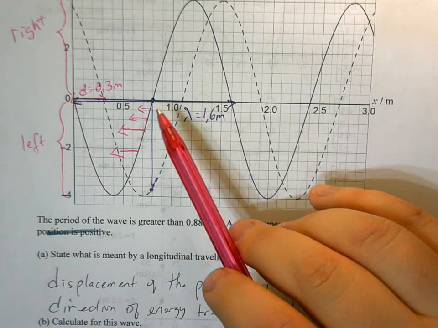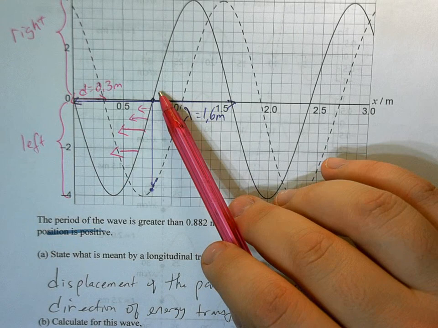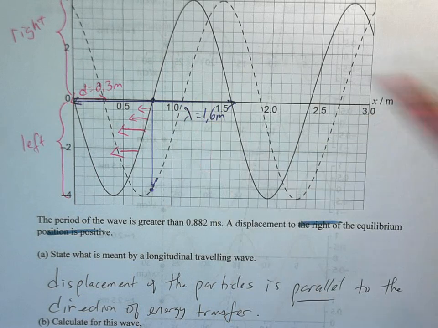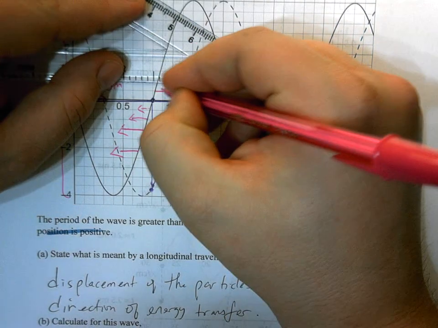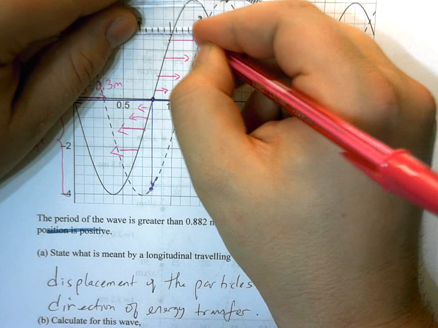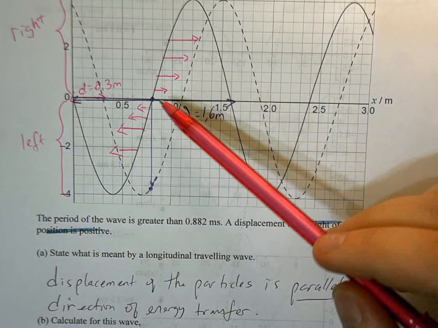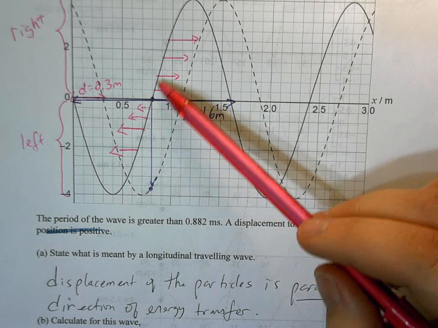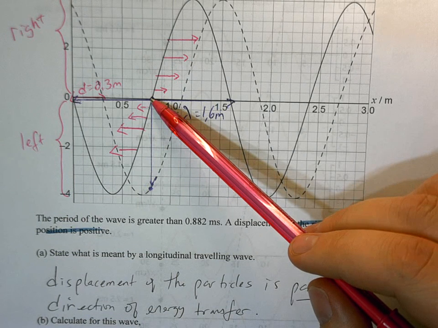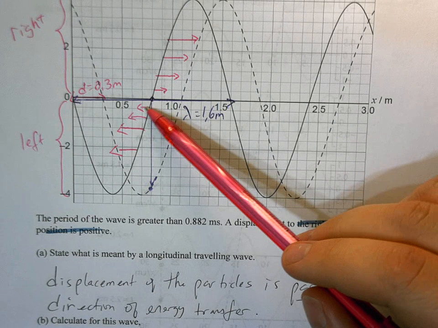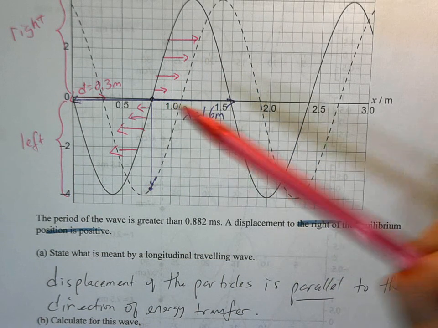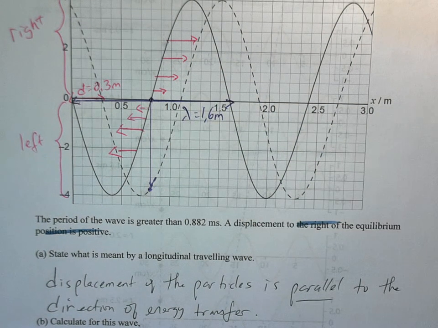Now, if I go to the right of this equilibrium position, the particles to the right are on the positive axis. So we can see that these particles are moving to the right. What you're going to notice is that on either side of this particle at equilibrium, the particles surrounding it are moving away from this particle, so they're spreading out. What that's telling us is that this point here is at the center of a rarefaction.